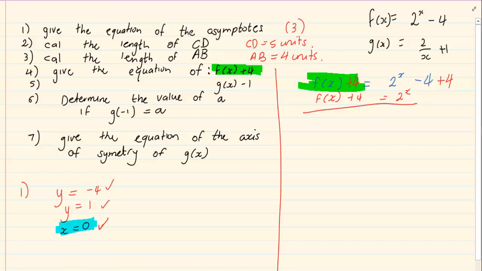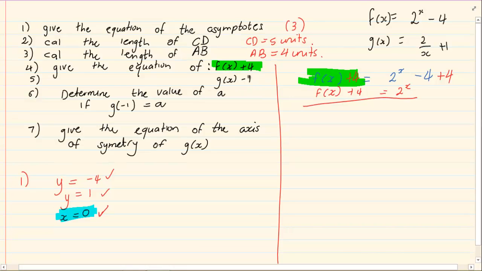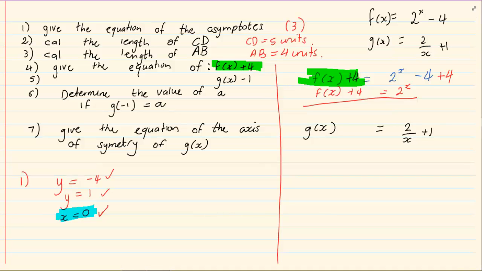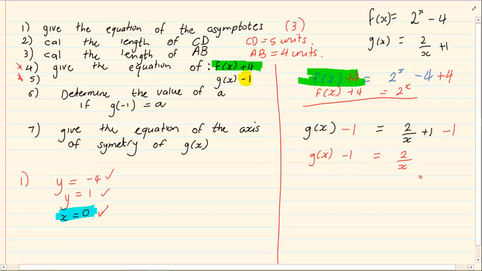Let's take another one. Now they're telling us do g of x minus 1. So, I know g of x is equal to 2 over x plus 1. What are they asking me to do? They're asking me to subtract 1. So, from g of x, I'm subtracting 1. But what I do on one side, I will do on the other side. So, what do we have? We have that g of x minus 1 is equal to 2 over x.